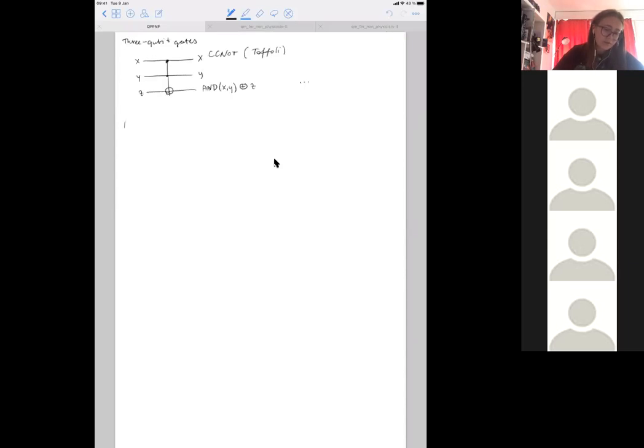Okay, and then finally, we have another element in the circuit, which is a measurement, which is usually denoted by this sign here. So this corresponds to the measurement of the corresponding qubit in the 0-1 basis, which is also called the computational basis.